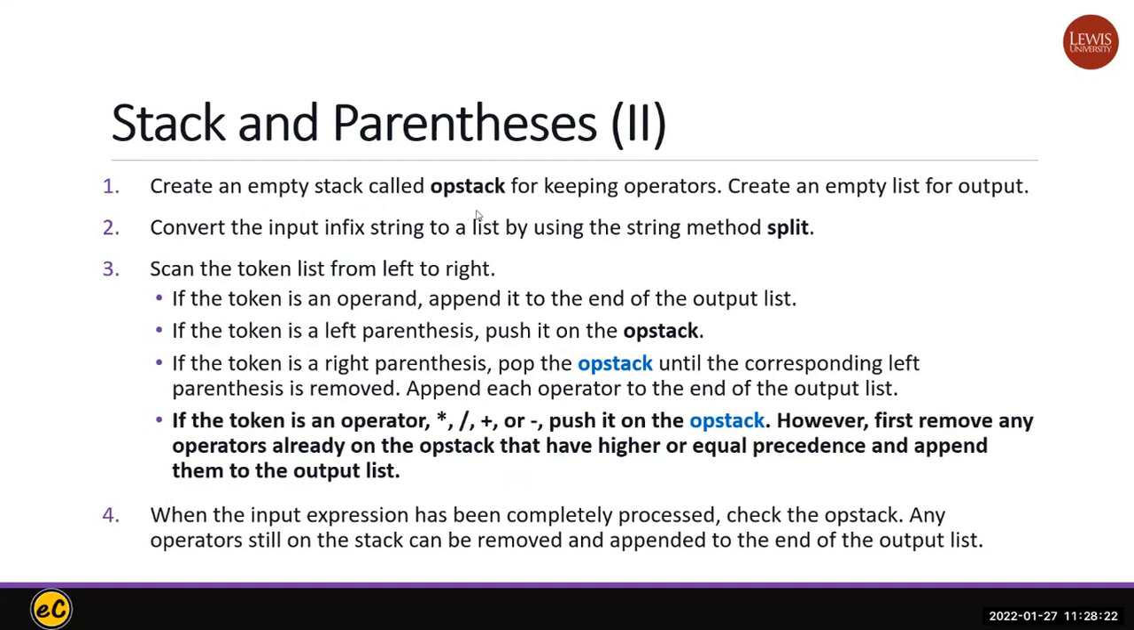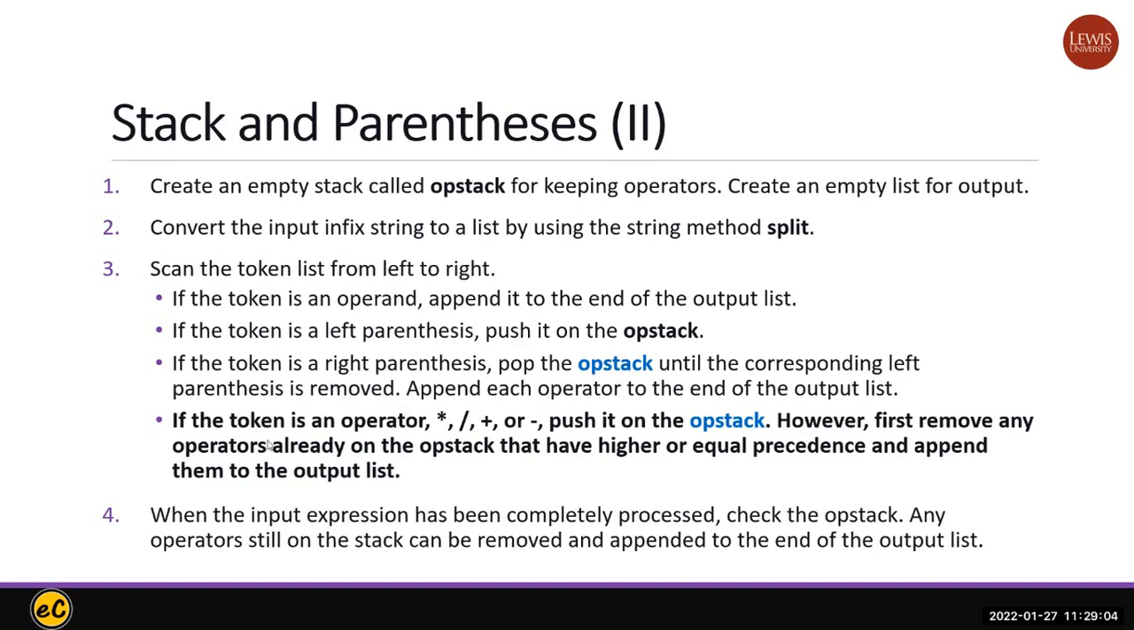Okay, so create an empty stack called operator stack, okay, to keep the operators, and then create an empty list for the output. Convert the input infix string to a list using the string method split. Okay, so tokenize them, and then scan the token list from left to right. If the token is an operand, append it to the end of the output list. Okay, if the token is a left parenthesis, then push it to the stack. If the token is a right parenthesis, then pop the stack until the corresponding left parenthesis is removed. Okay, so pop out until you have everything there.